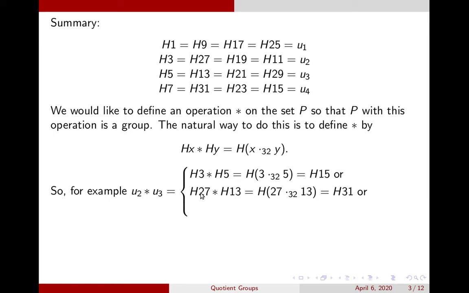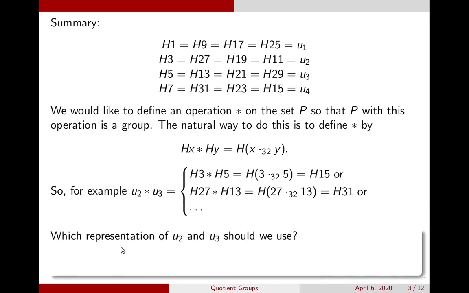there are probably 16 possible pairs of representatives for U2 and U3. Right, there's H3 for U2 and H5 for U3, H27 for U2, H13 for U3. I'm not going to try all 16. So which representation of U2 and U3 should we use?